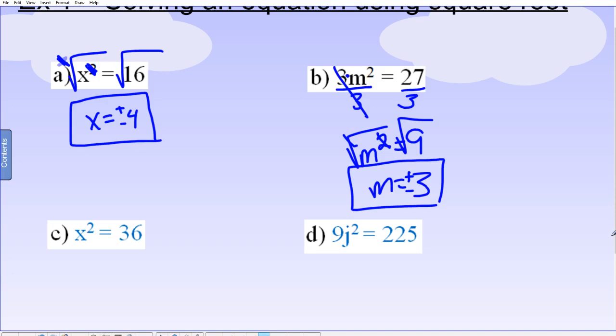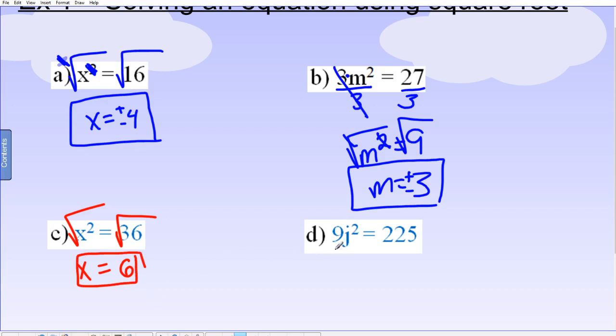All right, so the first one, there's nothing next to the x squared that we have to get rid of first, so we can just start straight out by square rooting. Square root both sides. This x squared and the square root cancel, so we get just x equals. On the other side, when we take the square root of 36, we get just 6.